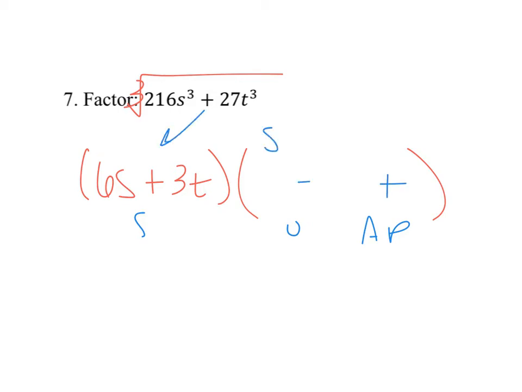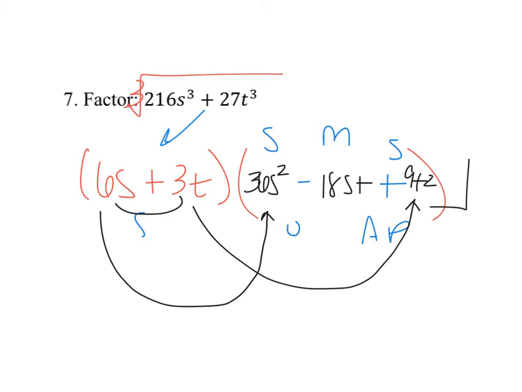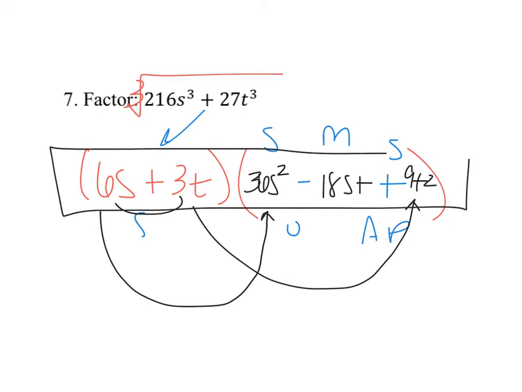Then to get the inside of this, you square, multiply, and square. So this guy here is going to get squared to get that term. So 6s squared is 36s squared. You're going to multiply these two, the 6s and the 3t, to get 18st. That'll get you this middle term. And then to get this last term, you're going to square 3t. So it'll be 9t squared. And that is how you factor a cube.